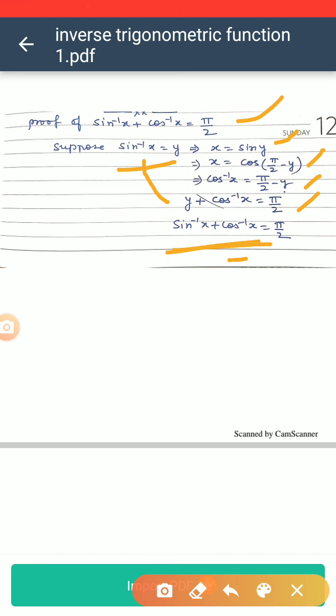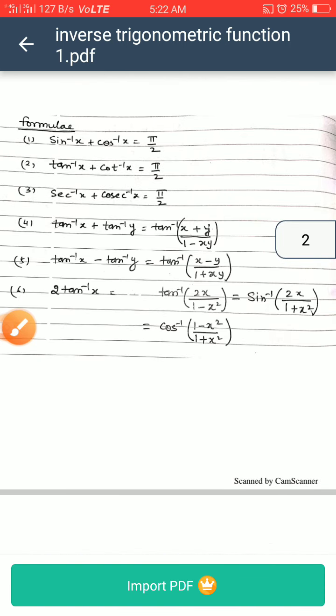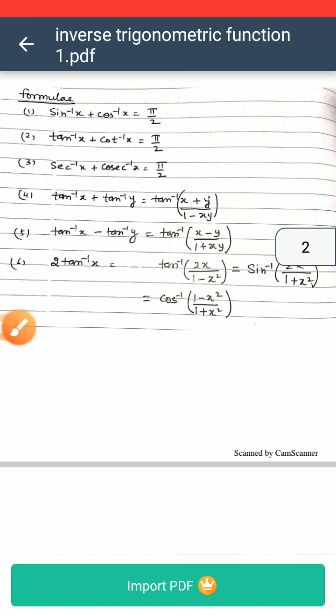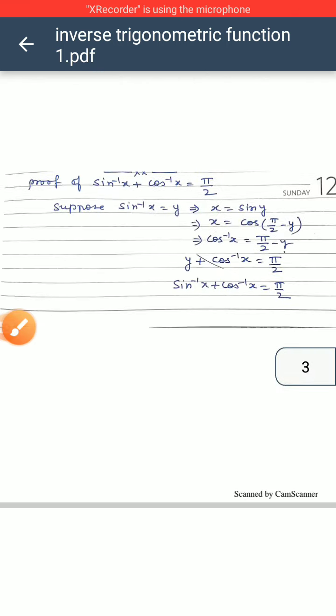Same as it is, you will prove the second and third also. In the second, you will put tan inverse x equal to y, and then you can do it. In the third, you will put sec inverse x equal to y, and then you can do it.